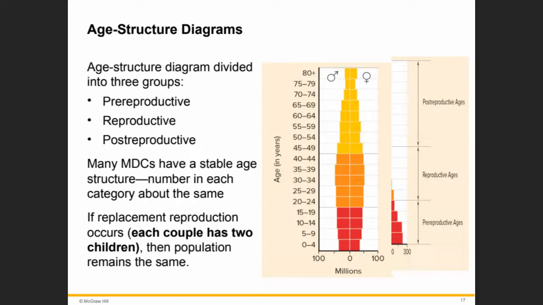You can tell that the more developed countries, the MDCs, have a stable age structure. The number in each category, pre-reproductive age, reproductive age, and post-reproductive age, stays the same.